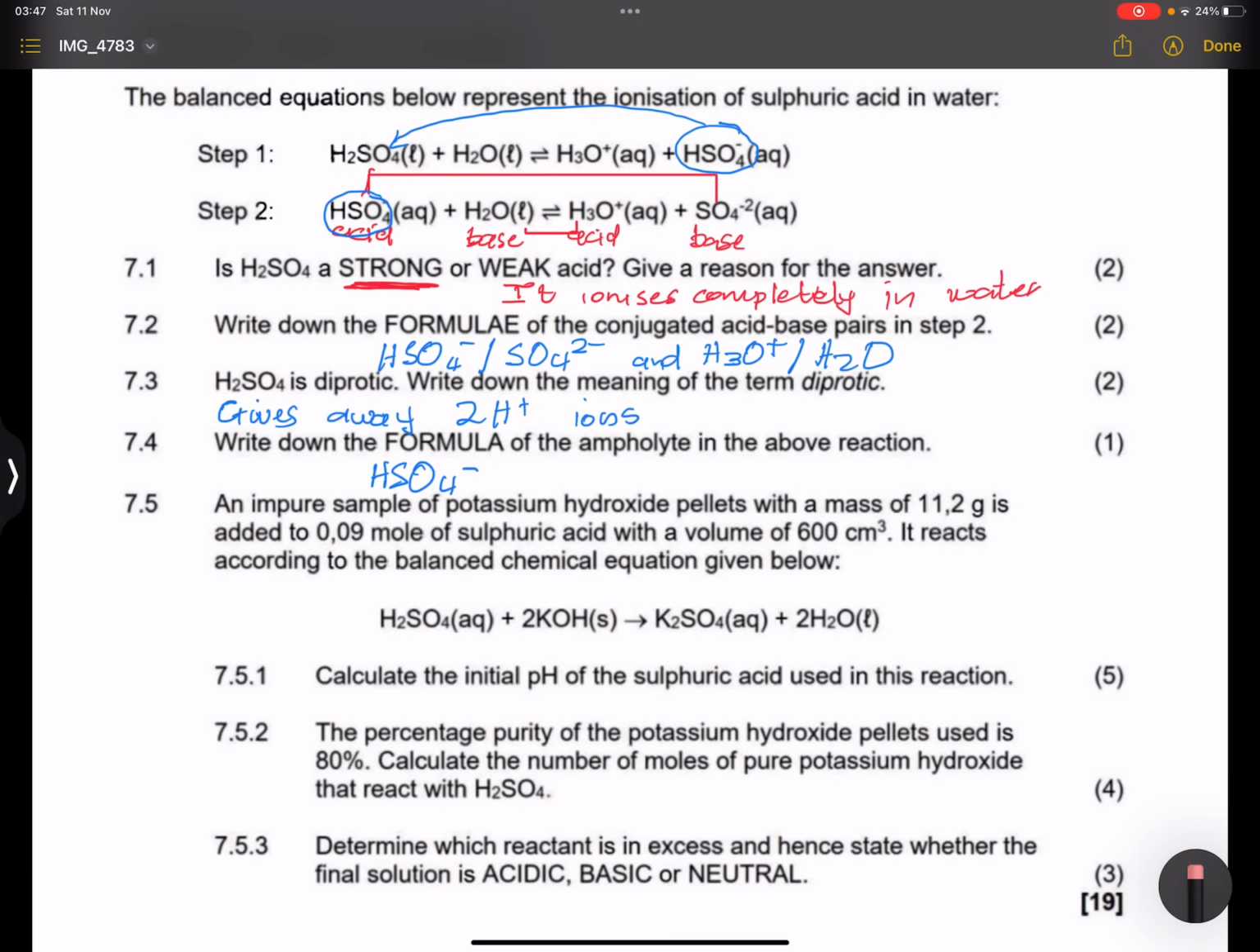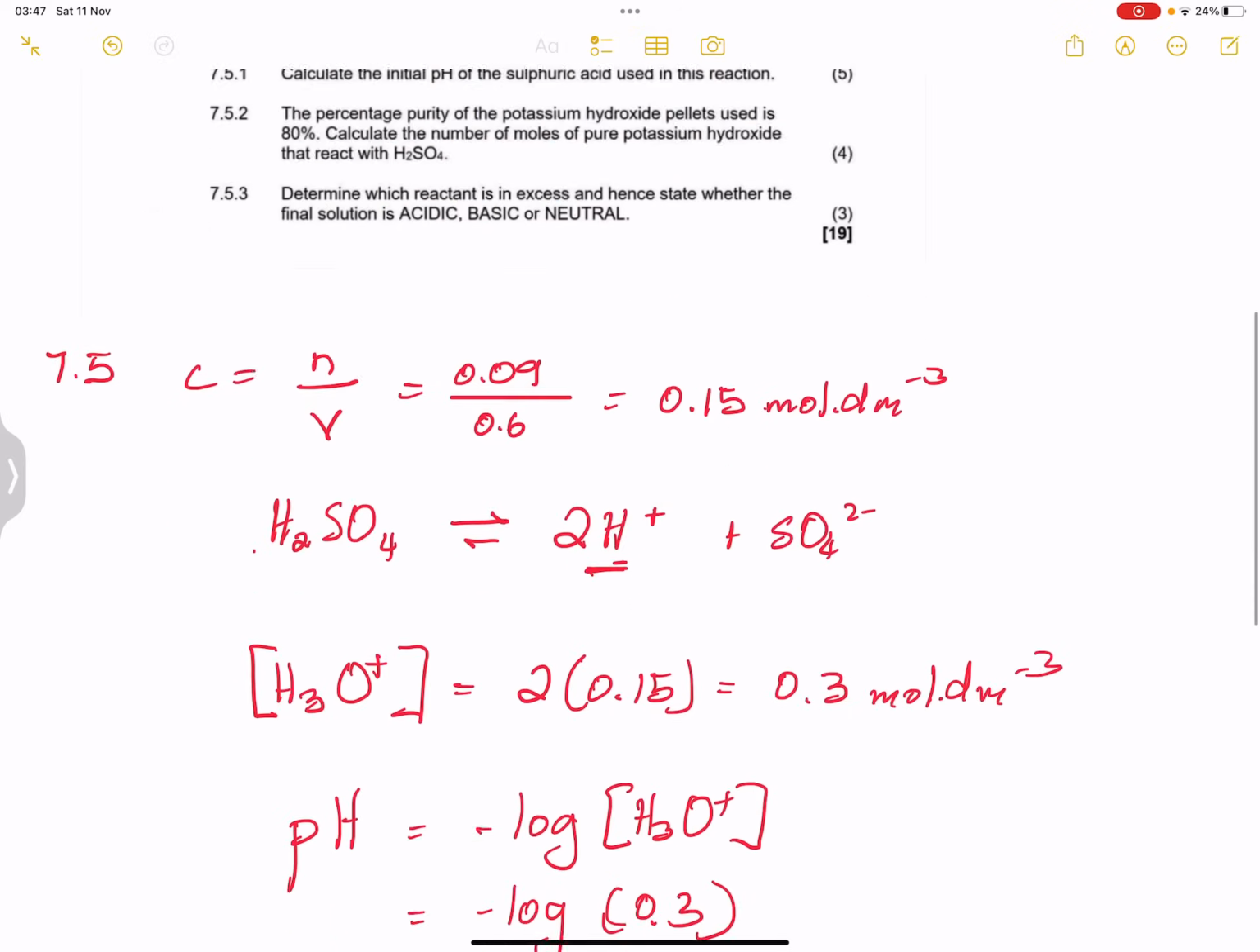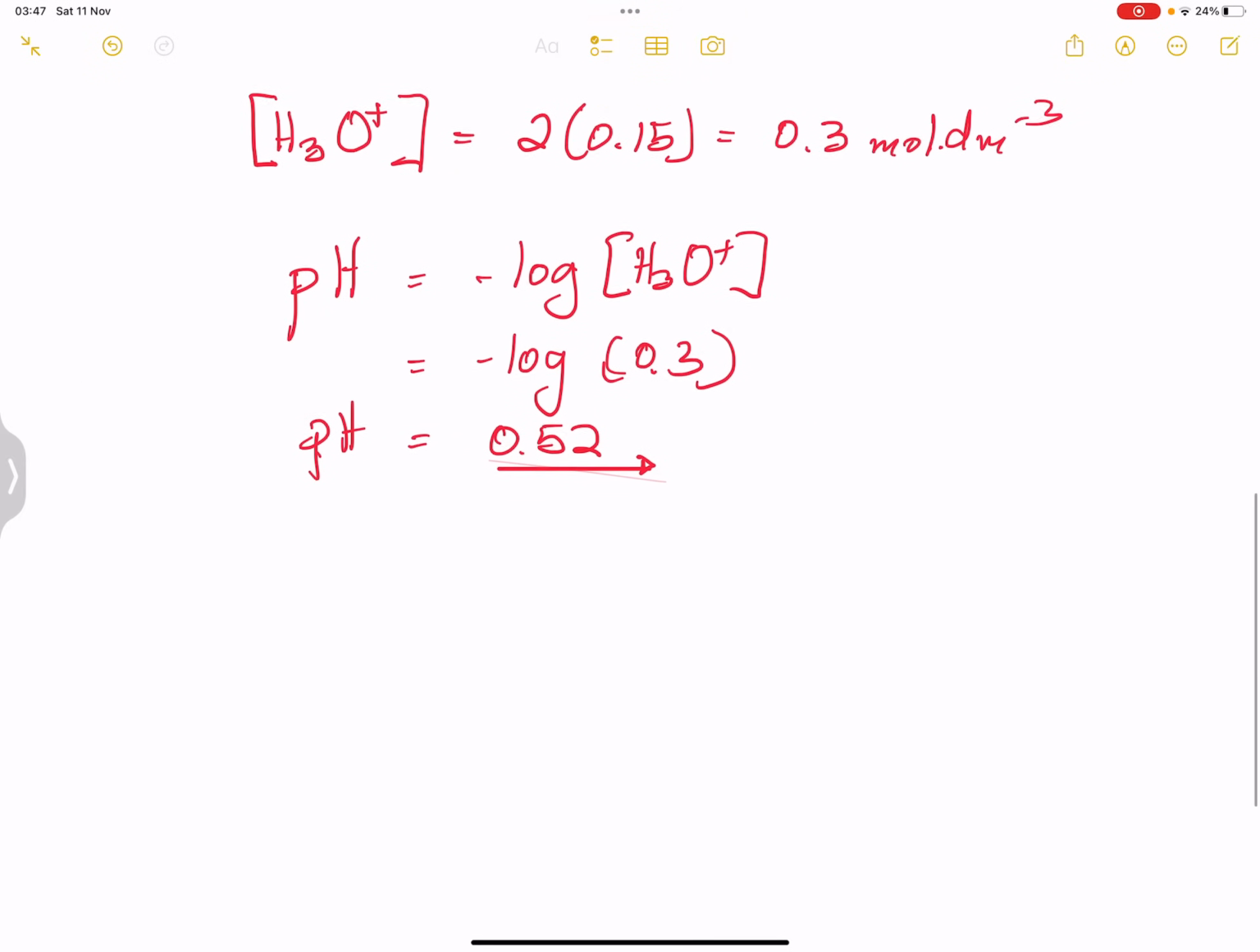All right, so they say to us the percentage purity of the potassium hydroxide pellets used is 80%. Which means even in the mass that we have, only 80% of it is the pure potassium hydroxide. So now they say calculate the number of moles of pure potassium hydroxide that reacts with sulfuric acid.